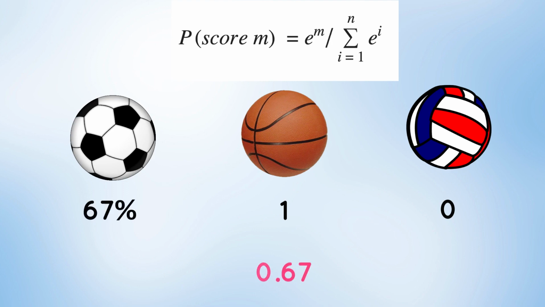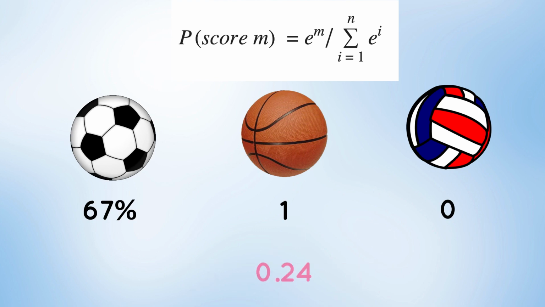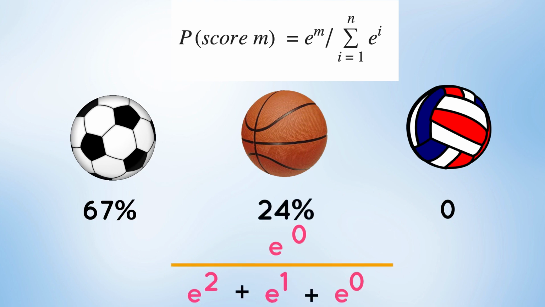We do the same thing for the probability of the ball being a basketball: e to the 1 divided by e to the 2 plus e to the 1 plus e to the 0, which returns a 0.24 probability of the ball being a basketball. And finally, doing the same thing for the volleyball results in a probability of 0.09.